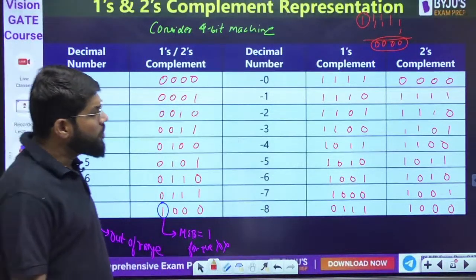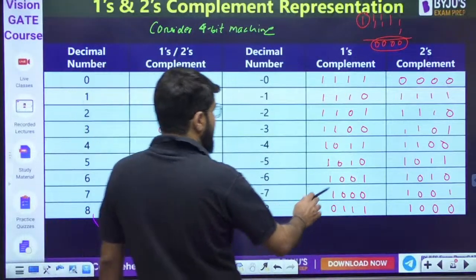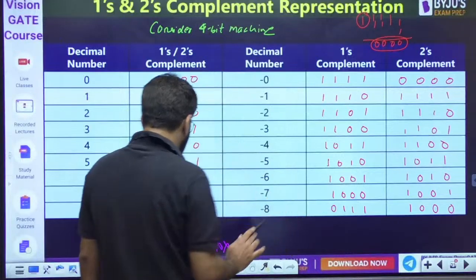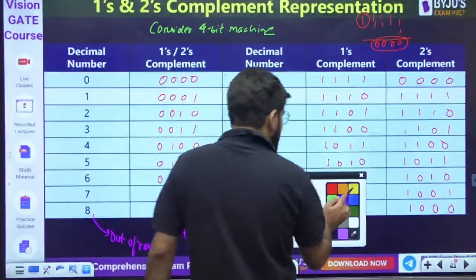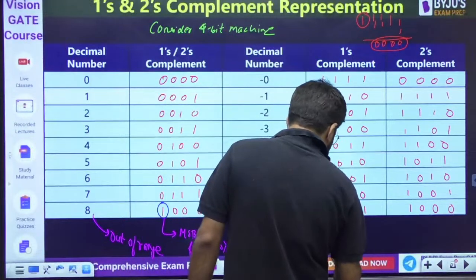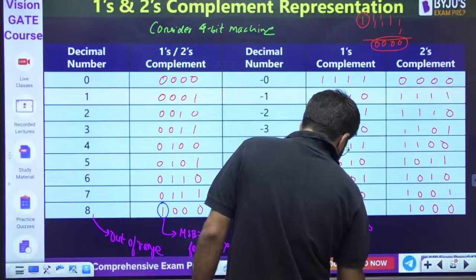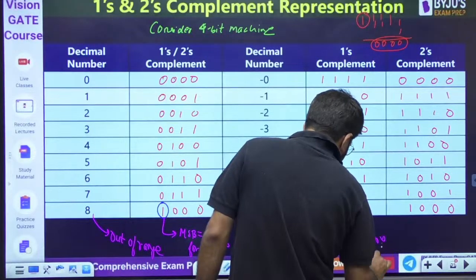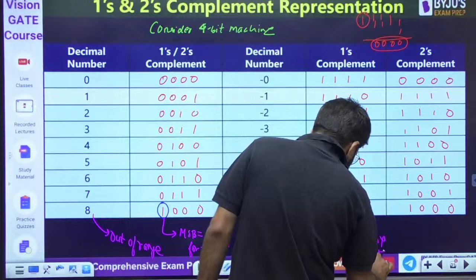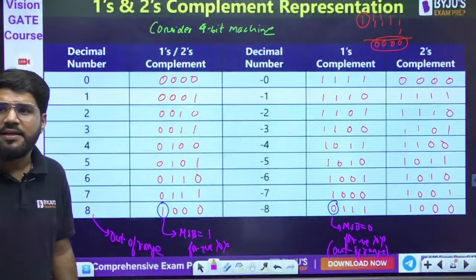Yeah, the problem here again is, dekho, first of all, look into it. In the 1's complement table, negative number minus 8, but MSB is 0. So this is again failing our convention. This says that MSB is 0, but for a negative number, that should not happen. Why is it happening? Because of out of range. That means in a 1's complement machine, I cannot represent minus 8.